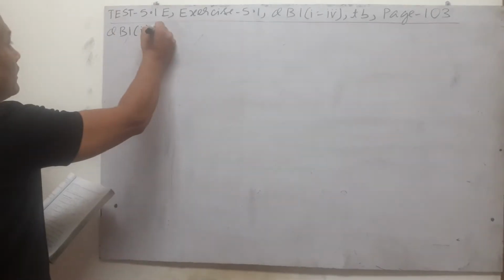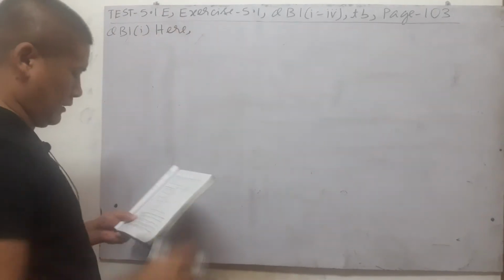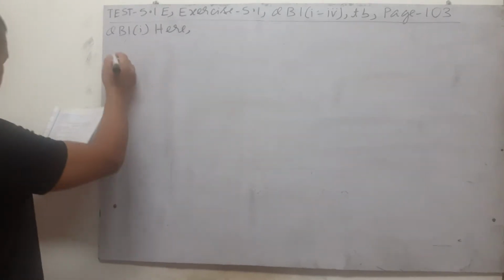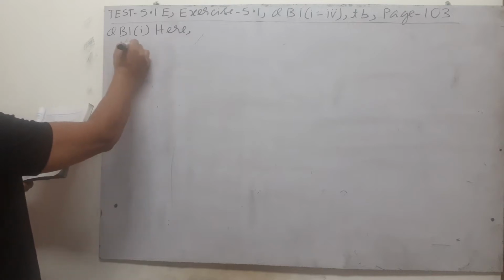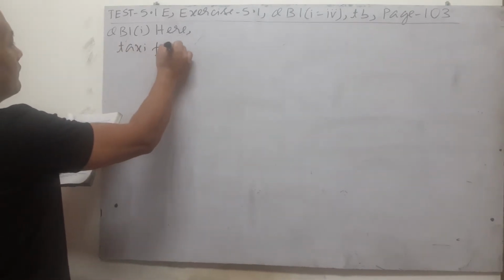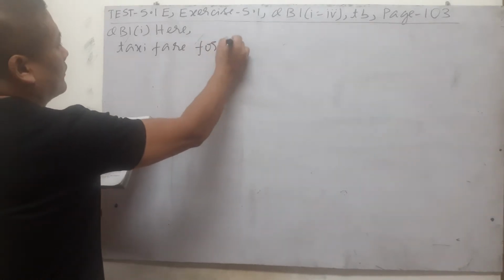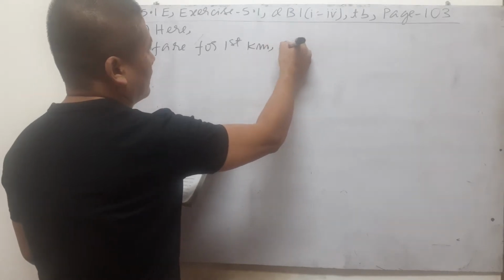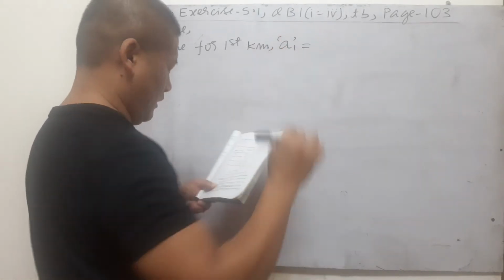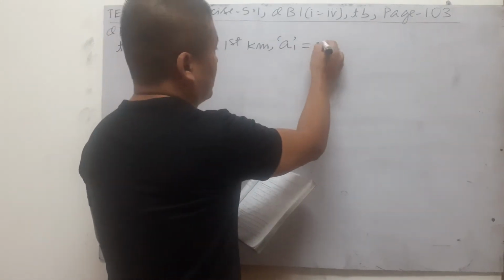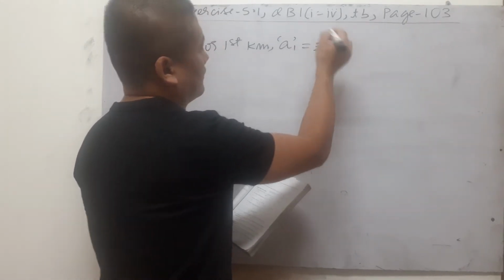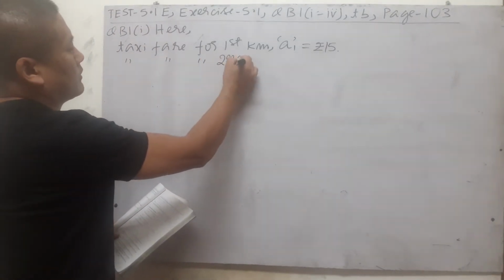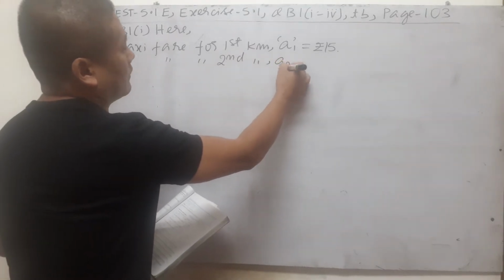What it means is this. So here we're going to check whether this sequence is forming an AP or not, arithmetic progression. So here, let us start like this. Taxi fare for the first kilometer. It's already given in the question. A1, let us represent by that. For the first kilometer, clearly mentioned in your question, rupees 15. So that's A1. Then the taxi fare for the second kilometer, A2 here.